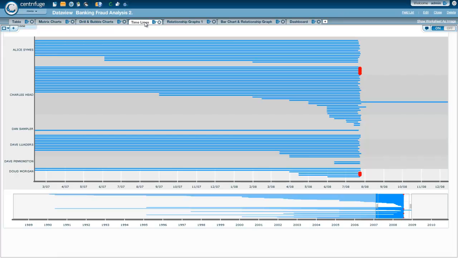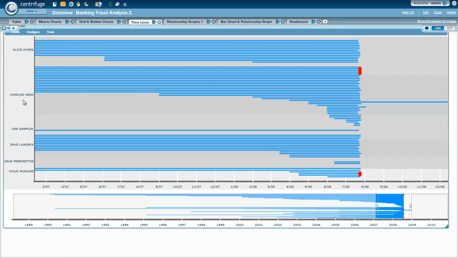In this case, we're looking at an actual timeline. And we've grouped all of the alerts by the loan officers. Where you see a short line, it means that the account was opened, there was an account origination action, and then an alert went off quickly thereafter. So here you can see the start date is 7/14, and the alert went off on 7/24. Not a good sign. And many of the alerts are linked to Charles Head.